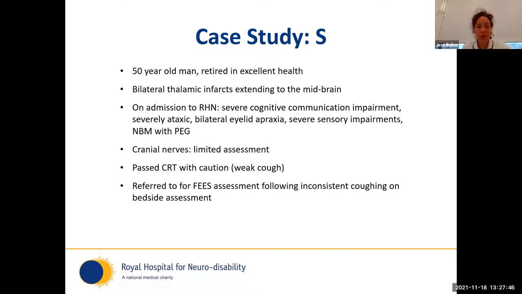Obviously, a cranial nerve assessment was difficult. He generally had good range of movement, but things appeared with reduced coordination, and he was dysphonic. He passed cough reflex testing with caution. So he did cough, but it was a weak cough. And then on oral trials after, there was some inconsistent coughing and throat clearing. So I referred him for a FEES assessment.